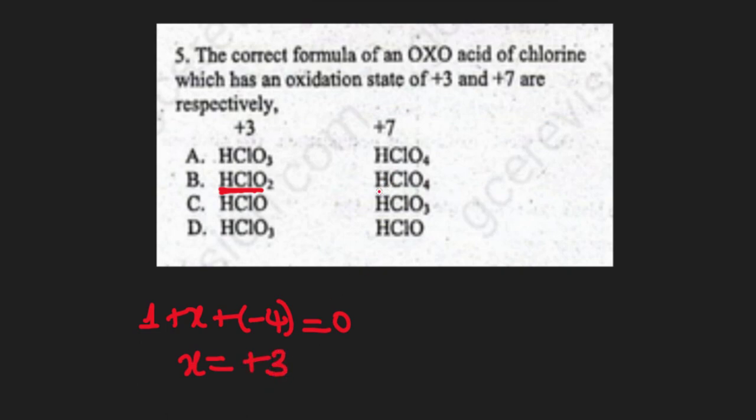And then for the corresponding oxoacid for +7, we will calculate: hydrogen is 1, plus chlorine, which we don't know, X. There are 4 oxygen atoms with oxidation of -2, which will be -8, equal to 0. 1 minus 8 is -7, therefore X equals +7, making our correct answer to be B.